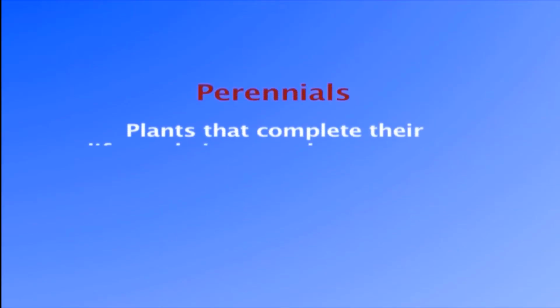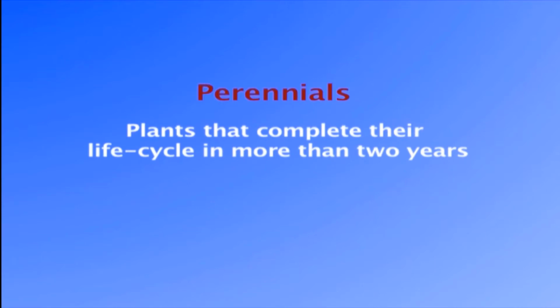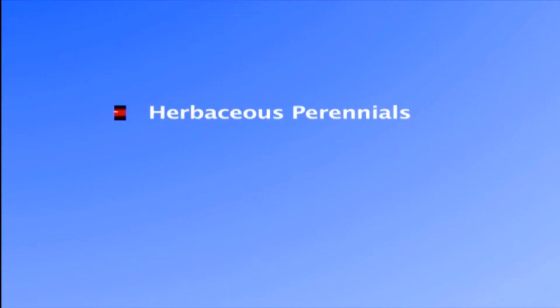The third type of flowering plants are the perennials. The plants which live for more than 2 years are called perennials. They can either be short-lived, that is, living for a few years only, or they can be long-lived, that is, living for many years. The perennial plants are generally classified into two groups. First, the herbaceous perennials and second, the woody perennials.